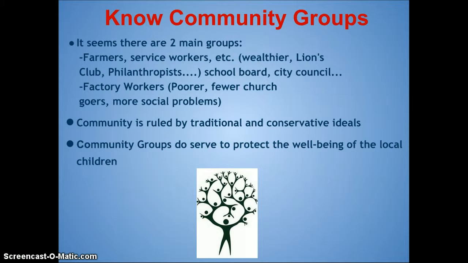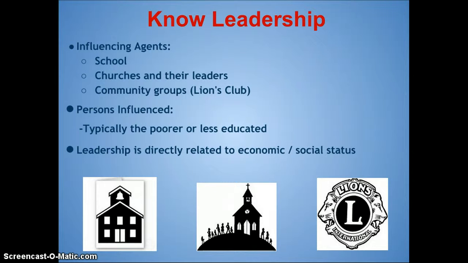Alright, so we're moving on to leadership. The influencing agents in this town are, first, the school. The school is the center. It is the rock of this town. Without the school, I believe that the town's existence would very quickly fade.